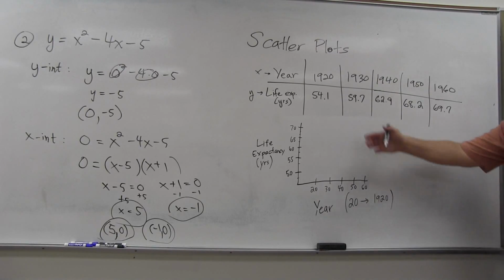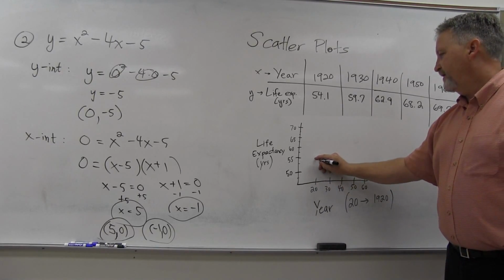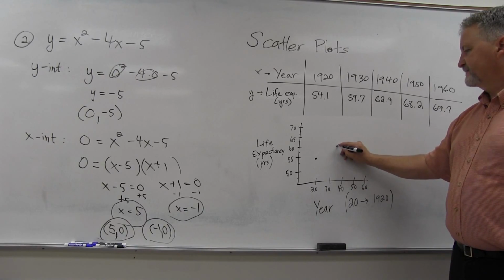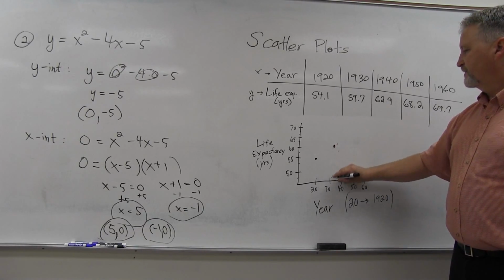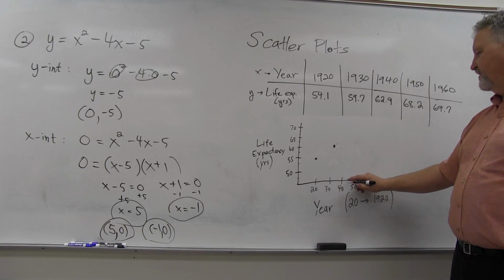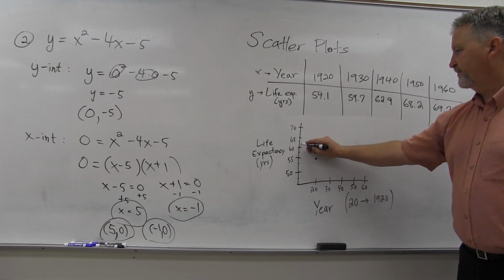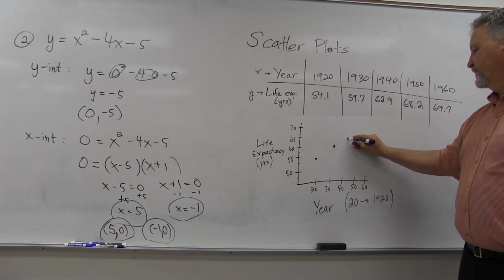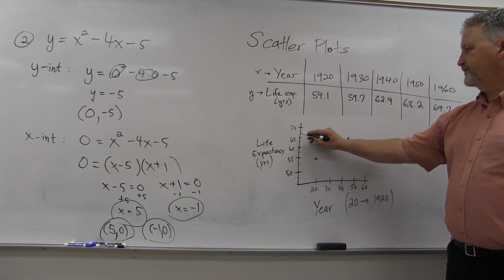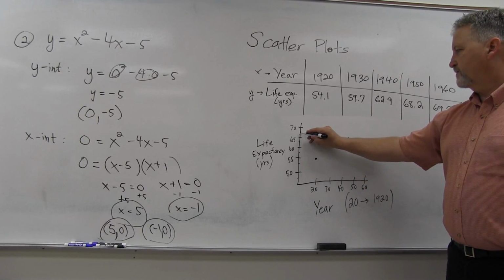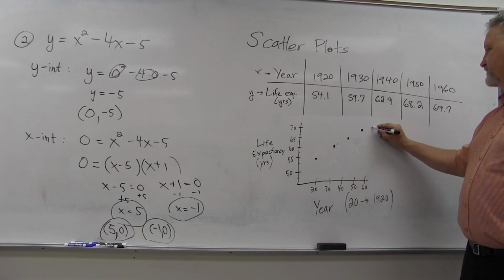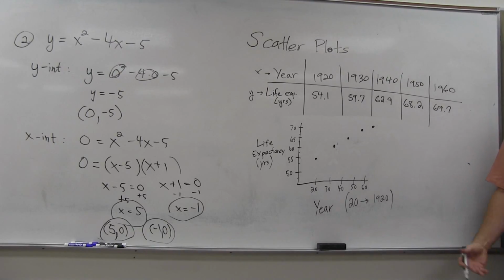And then it's just plotting the data. We've got 20 is 54.1, and 30 is 59.7. Yours probably looks better. You've got the grid there. 40 is 62.9, so let's say it's about right there on mine. And 50 is 68.2, right there. And that's almost 70 for 60. So yeah, that's your scatter plot, just plotting those points.